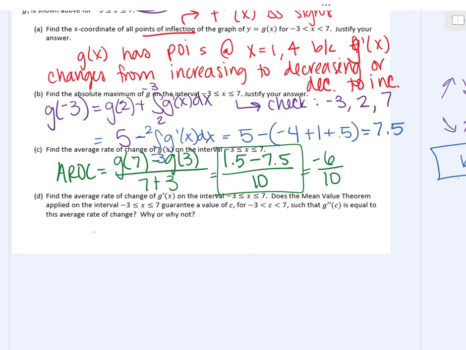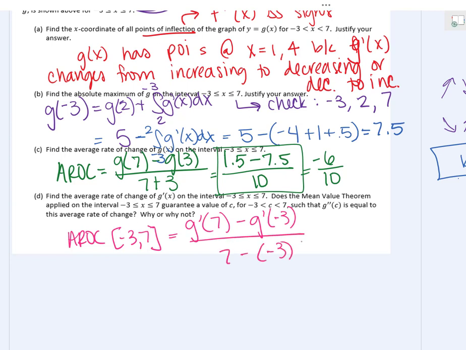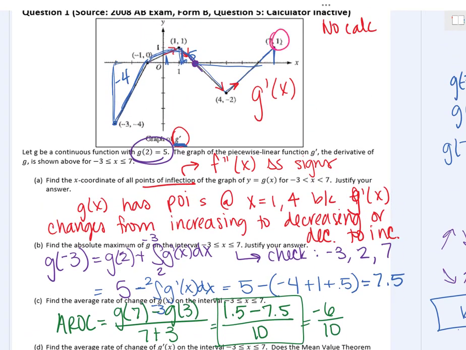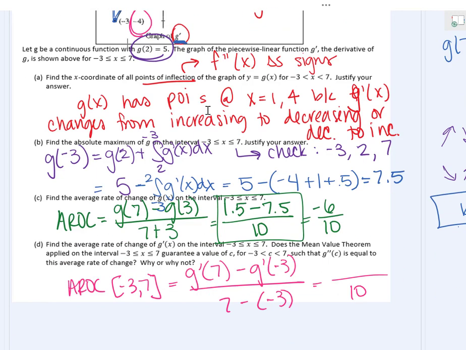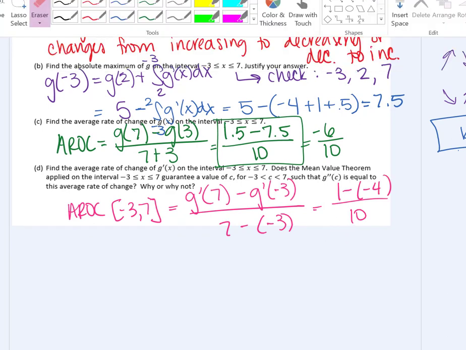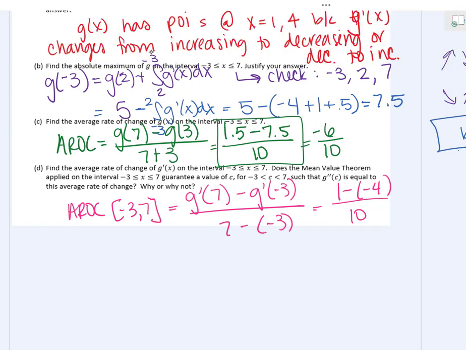So we know that this is going to be, so AROC over the interval negative 3, 7 equals, that's going to be g prime of 7 minus g prime of negative 3 over 7 minus negative 3. We know that that denominator is 10. And then on my function, it looks like that output is 1 at 7, and then at negative 3, it's negative 4. So we're going to say 1 minus negative 4, and then we can leave it like that. Or if you want to do the math, that's fine as well. We would get 5 over 10.